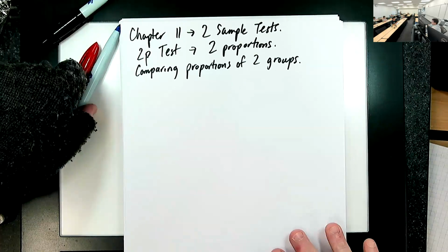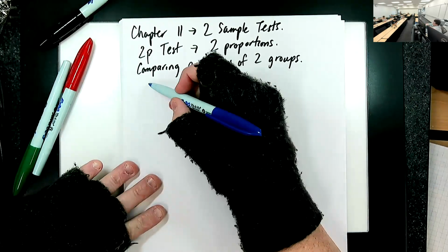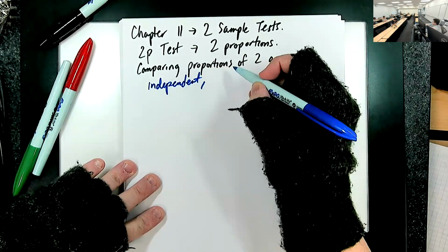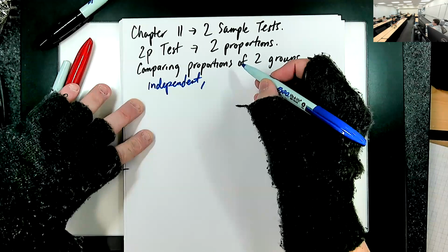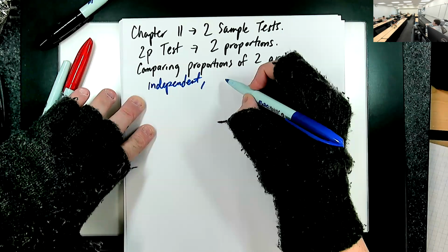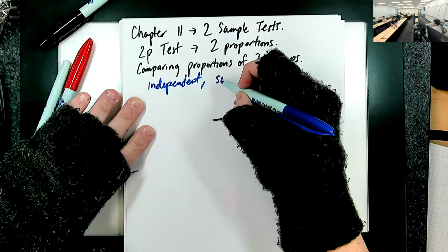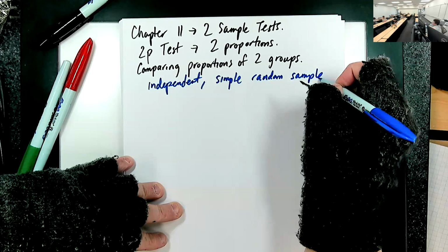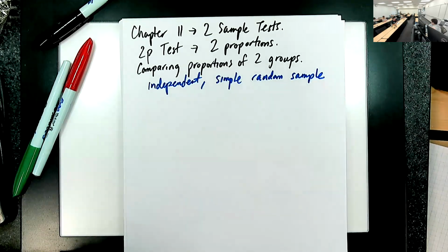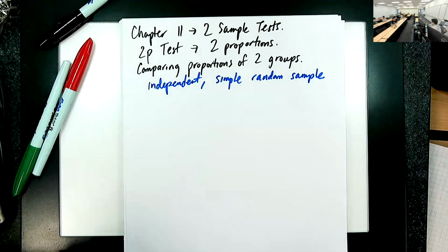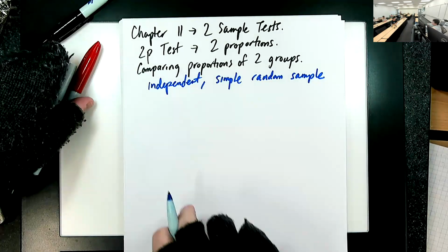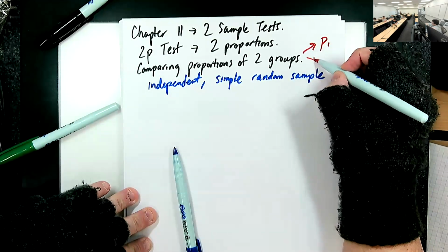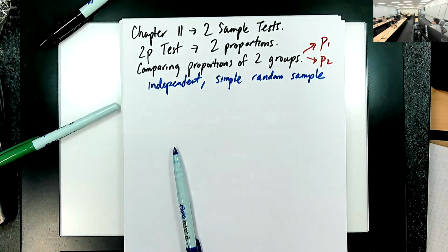Now, ideally, they should be independent. There's only one time, 11.2, when we don't want independent. Independent is a default, like what we want. Simple random sample, of course, is a default, what we want. These are things that are standard in most things. Your requirements here, we're gonna have two groups, so we're gonna have a P1 and a P2, a proportion for each group.